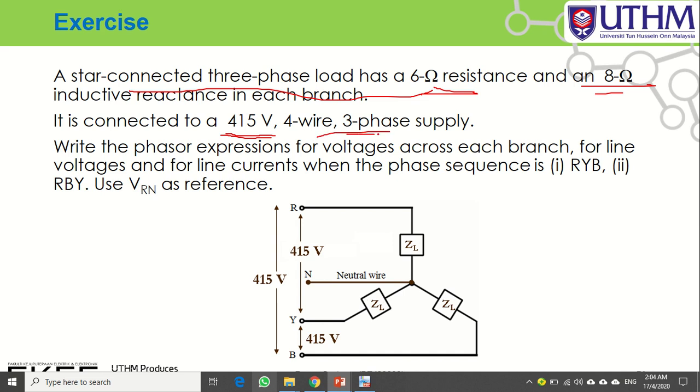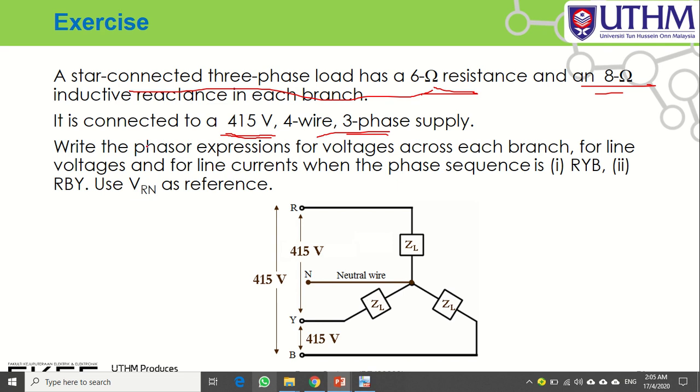When they give this information, 415 volt, 4 wire, 3-phase supply, what's the meaning of 415 volt? Is it phase voltage or line voltage? Please take note. 415 actually is line voltage.